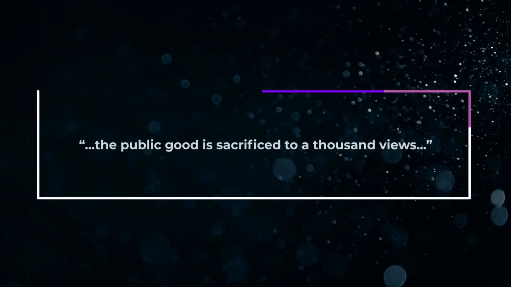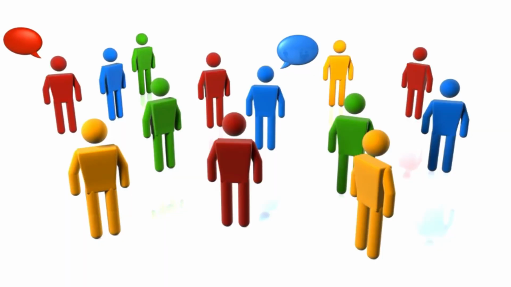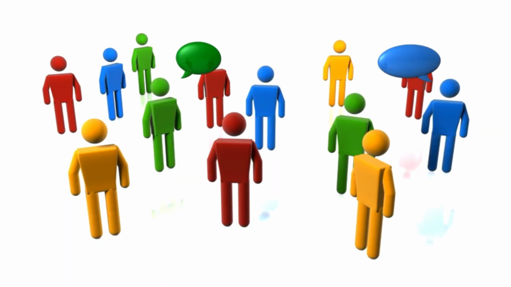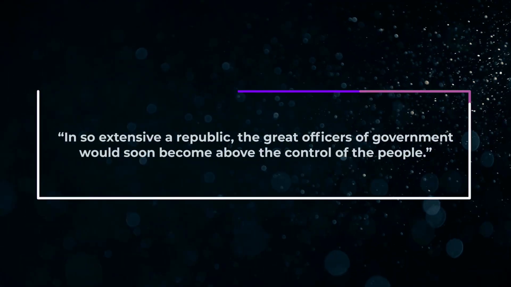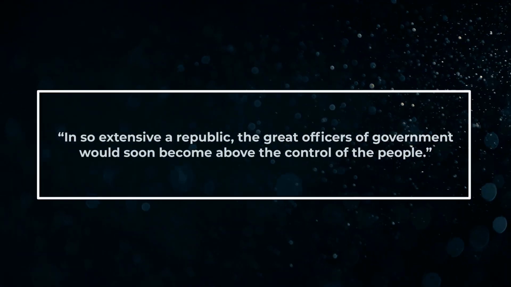He warns that in an extended republic, the public good is sacrificed to 1,000 views, meaning that competing interests and powerful factions, hallmarks of pluralist and elite models, would dominate policymaking at the expense of ordinary citizens. Brutus also expresses concern about the potential for elite domination, stating, "In so extensive a republic, the great officers of government would soon become above the control of the people."